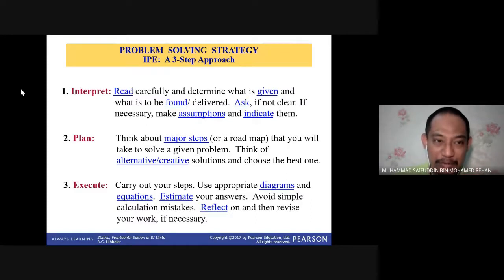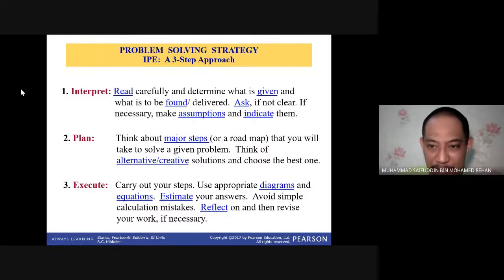When you face any problem, interpret what is given, what we need to calculate, and whether we need to assume something, and whether anything is unclear. Especially in the exam, you should have this skill already. If the question is unclear, make sure you raise your hand and ask so that it is clear. Do not blindly answer.